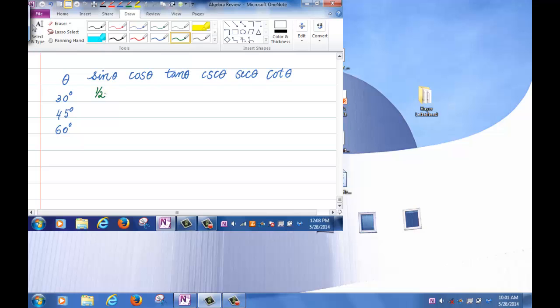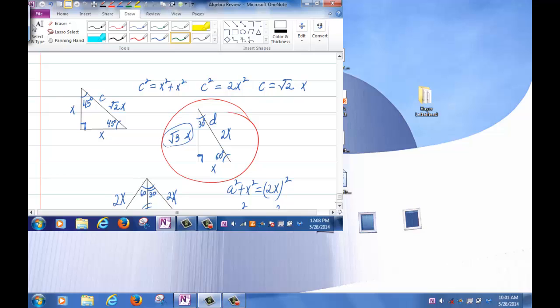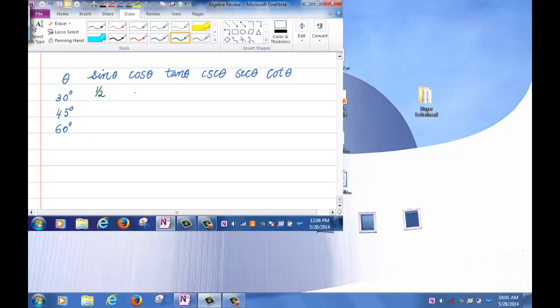What is cosine 30 then? Adjacent over the hypotenuse, right? So what is that? Yeah, the x cancels out, so you get root 3 over 2, right? So you get root 3 over 2.